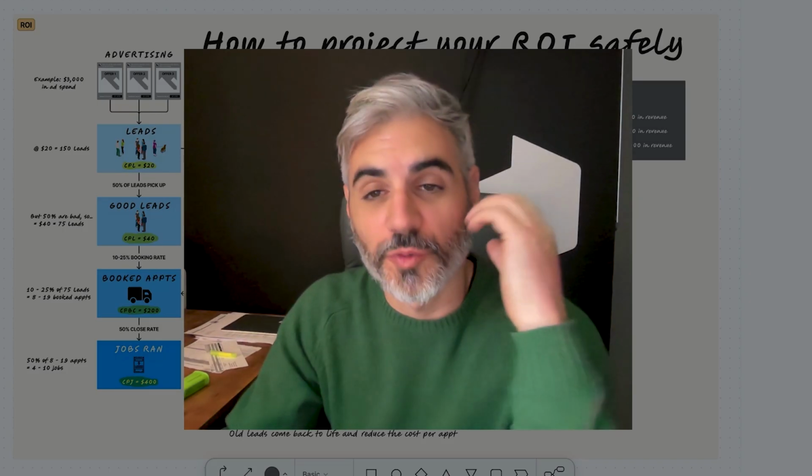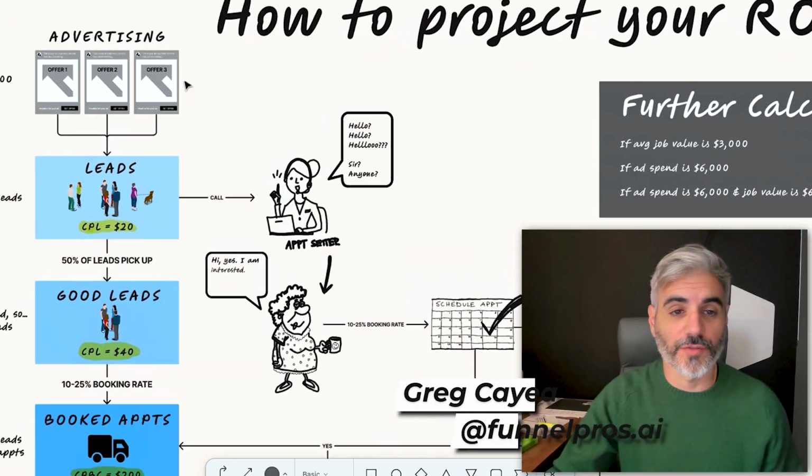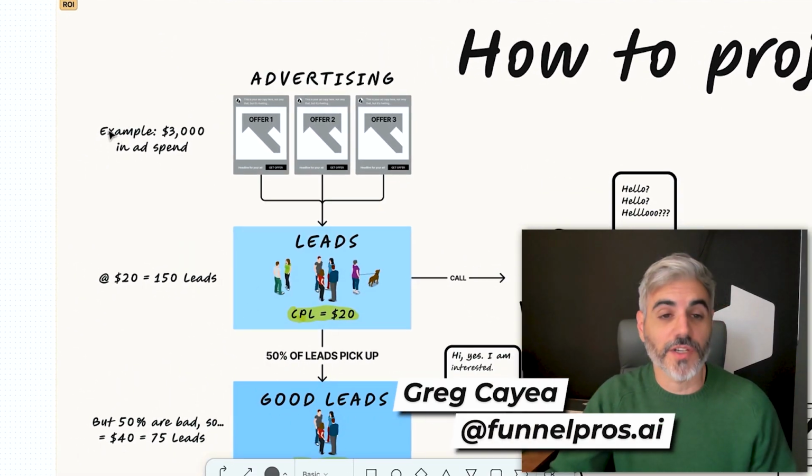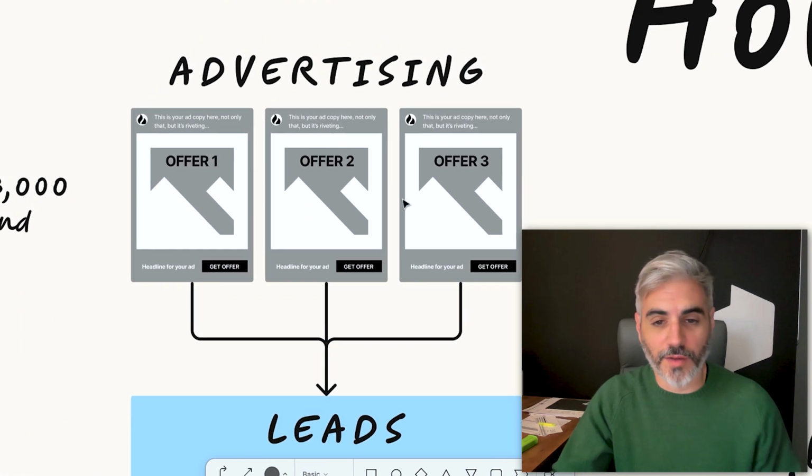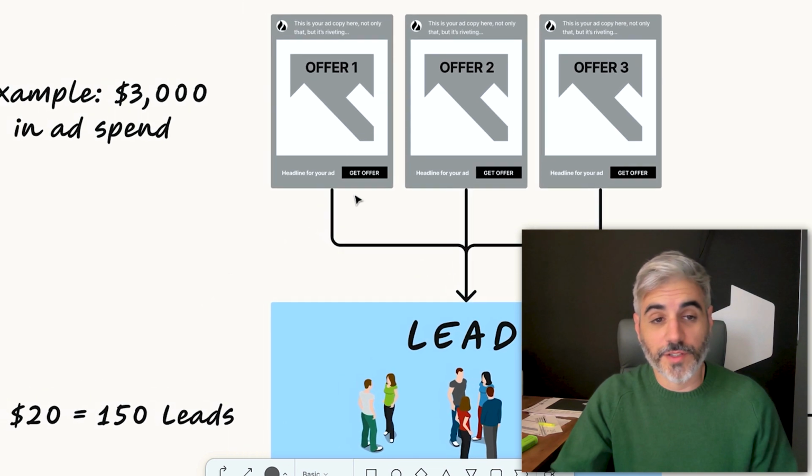So here's how to project your ROI safely. The first thing you have to decide: let's say you spend $3,000 in ad spend. You have these ads running, everything is going cool. You got offer 1, offer 2, offer 3, and everything is hunky-dory, right?